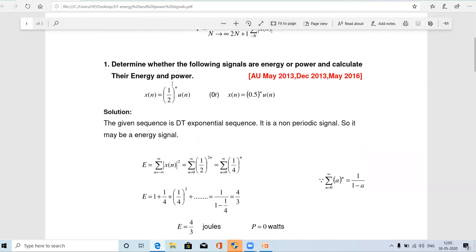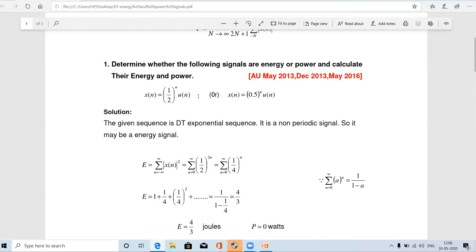Let us see the first problem: determine whether the following signals are energy or power signals and calculate their energy and power. This is a very important problem. It has been asked at different times: May 2013, December 2013, May 2016. This problem is asked again and again. The given signal is x of n equal to 1 by 2 to the power n times u of n. Sometimes the same question is asked with 0.5 to the power n u of n instead of 1 by 2.